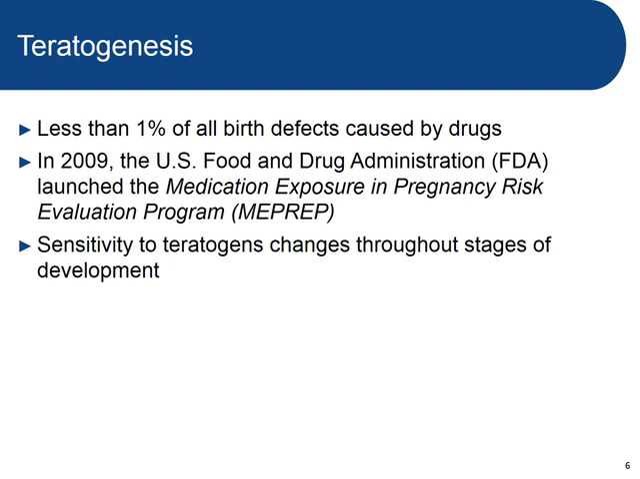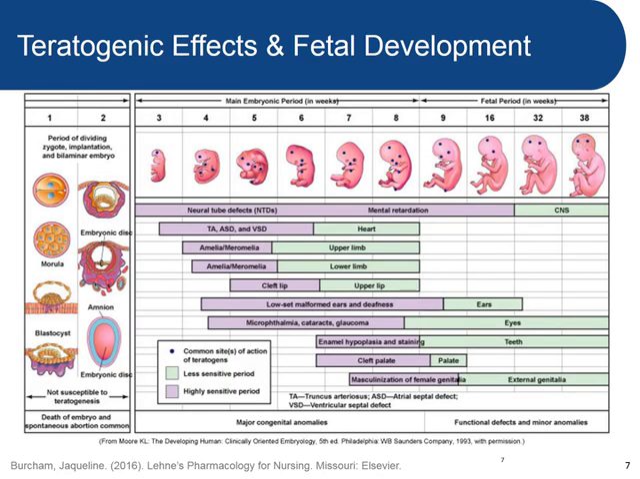So in 2009, the FDA launched a new program, the MedPrep program, which looks at basically labeling for medications with respect to pregnancy and lactation. I'll talk about those in a moment. But you know, sensitivity to teratogens changes throughout the stages of development. And here you can see the effects of teratogens at various stages of development of the fetus.